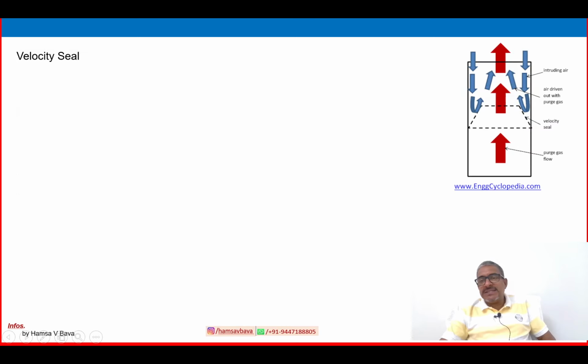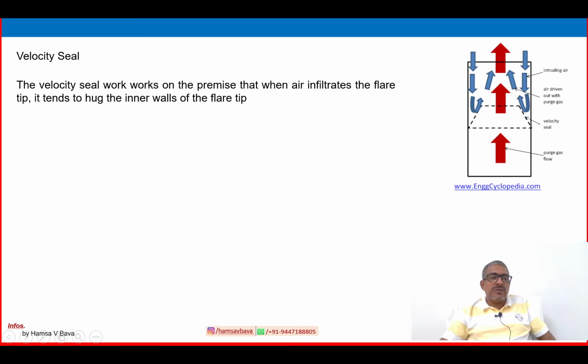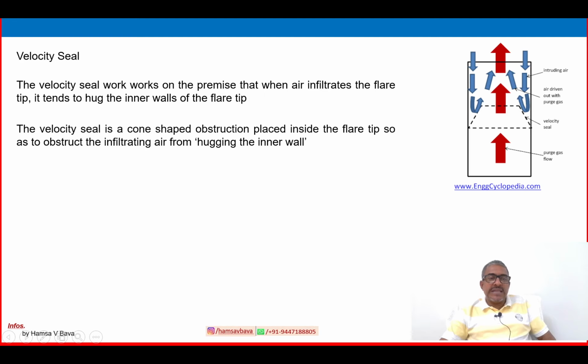One more seal system is there. It is called a velocity seal. Let us see what that is. The velocity seal works on the premise that when air infiltrates into the flare tip, it tends to hug the inner wall of the flare tip here. The velocity seal is a cone-shaped obstruction, a piece of material placed inside the flare tip. So it obstructs the infiltrating air from hugging the inner wall.